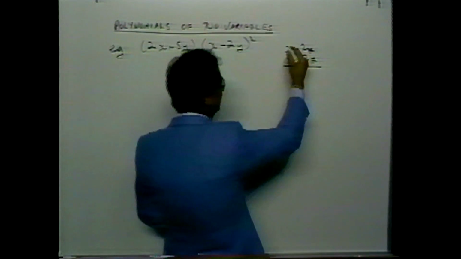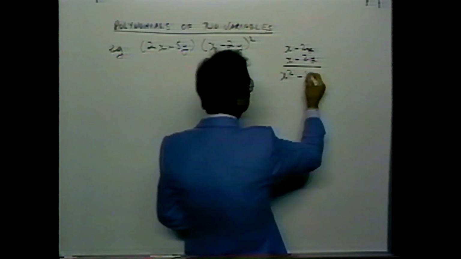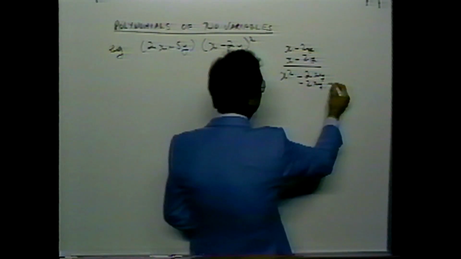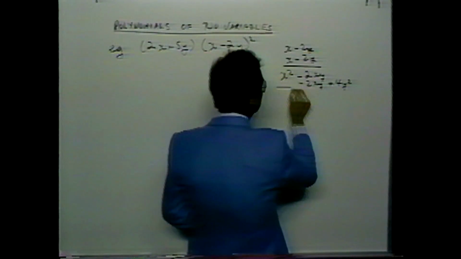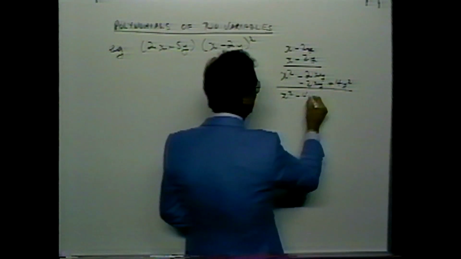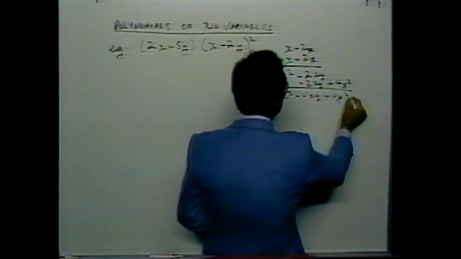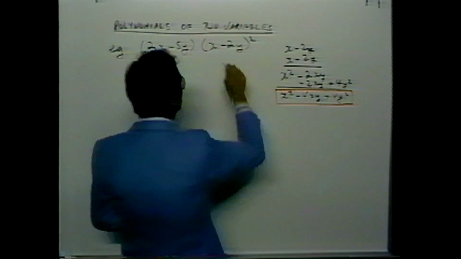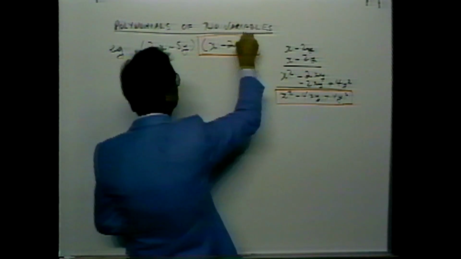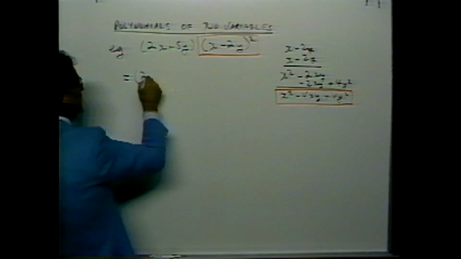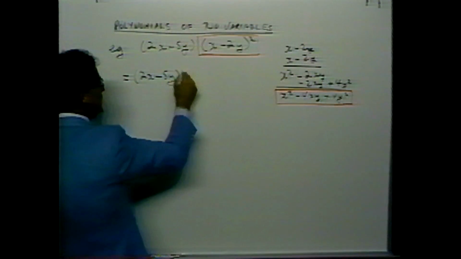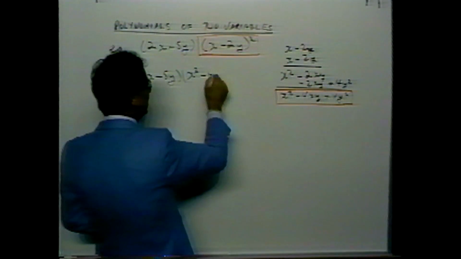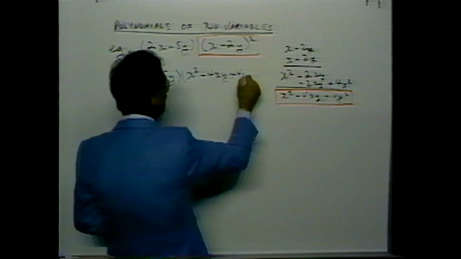It's a power. This amounts to x squared minus 2xy followed by minus 2xy and finally plus 4y squared. The sum is x squared minus 4xy plus 4y squared. This amount replaces this amount because they are equal. The problem continues then to be the same as 2x minus 5y multiplied by x squared minus 4xy plus 4y squared.